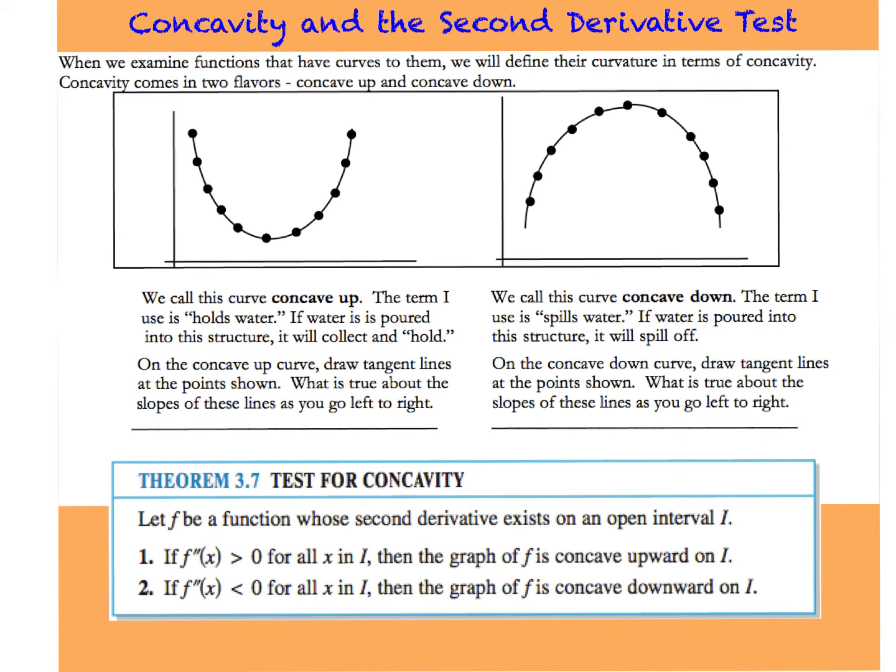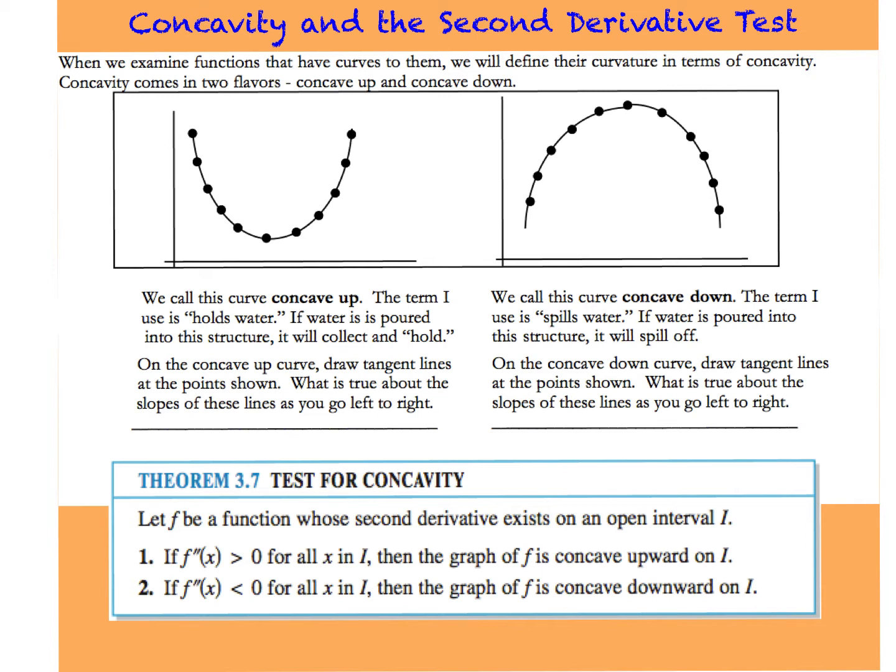So 3.4, concavity and the second derivative test. But before I do the second derivative, I want to talk about the first derivative. When we take a derivative and set it equal to 0, what do we find? We find critical numbers. All right? And those critical numbers can be relative mins and maxes and such.